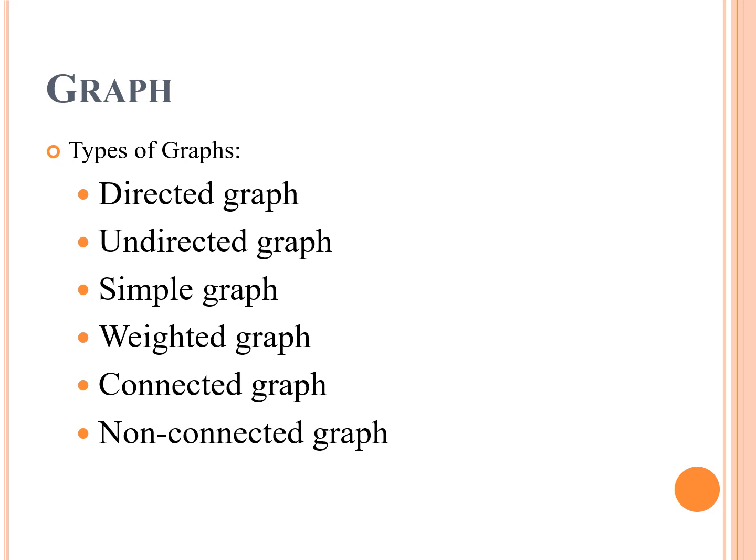Types of graphs are directed graphs and undirected graphs. Directed graphs contain arrow symbols. Undirected graphs only contain simple lines. A simple graph doesn't have any kind of weight. A weighted graph contains weights, meaning the cost of going from one node to another node. A connected graph is one where all nodes are connected with each other. A non-connected graph is one where a single node is not connected with another node.